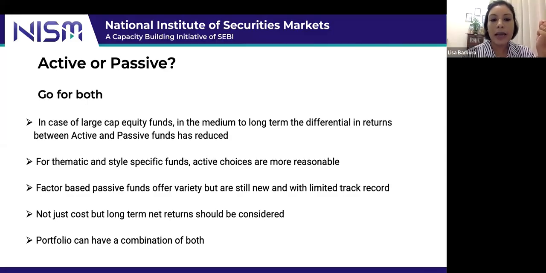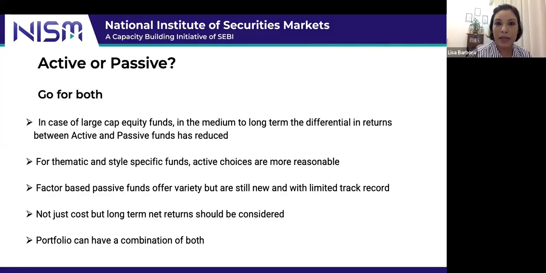For thematic and style specific funds, active choices are more reasonable because there you are relying on the fund manager's ability to read the theme and to pick the stocks within that theme that makes sense for a portfolio. Again, this is a high risk investment choice to begin with, and then you are adding fund manager risk, so you have to be careful. Factor based passive funds are there which offer variety but are still new and with limited track record.